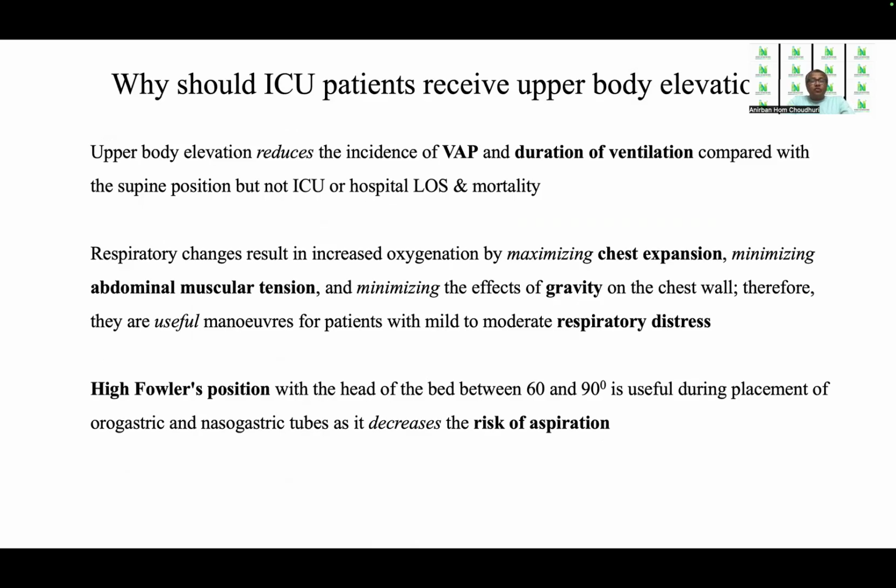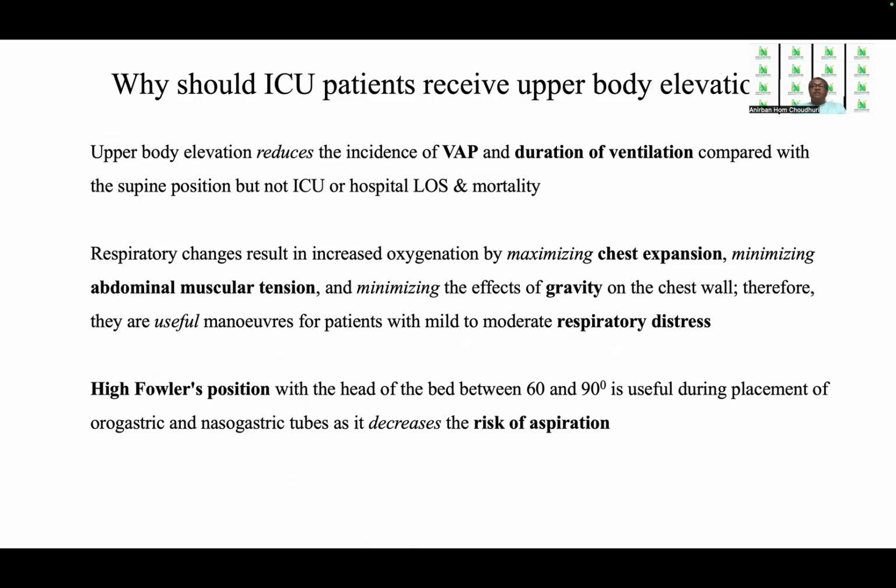Now, why should patients receive upper body elevation? What is the biggest advantage of putting the patient in this position? Upper body elevation reduces the incidence of VAP and duration of ventilation compared with the supine position, but it does not affect the ICU or hospital length of stay and mortality. But numerous studies and meta-analyses have shown that it reduces the incidence of VAP and duration of ventilation, so it is advisable.